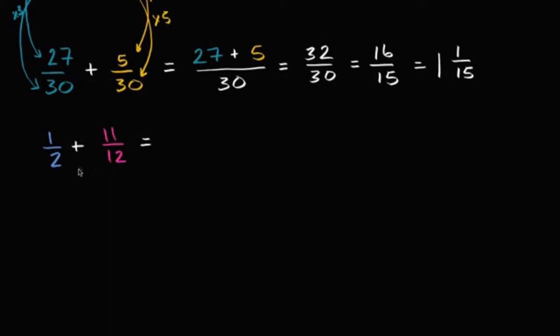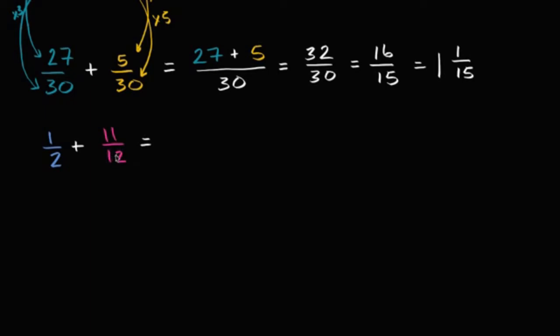But we want to find a common denominator because right now they're not the same. Well, what we want to find is a common multiple of 2 and 12. And ideally, we'll find the lowest common multiple of 2 and 12. And just like we did before, let's start with the larger of the two numbers, 12.